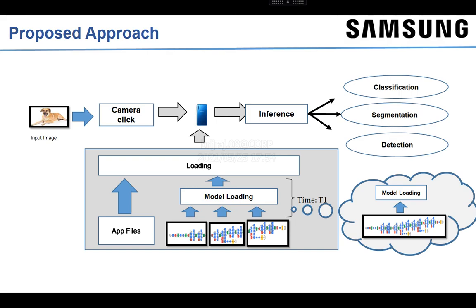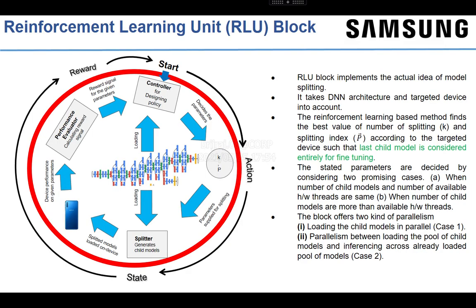So this decision has to be taken, and we are delegating this work to the RLU. RLU takes into account the given model and the device stats. It starts with the controller process, which takes a decision on K and P, where K is the number of child models and P is their corresponding position in the big main model, right?